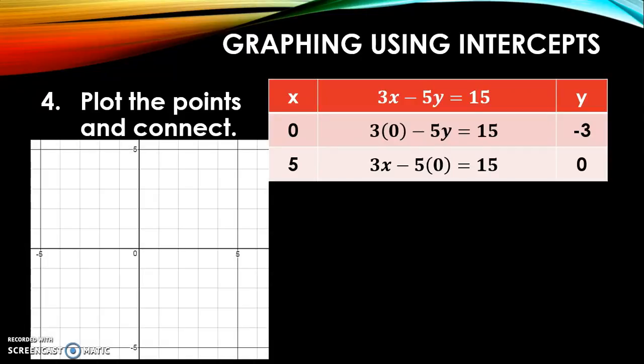So, start with your graph again. In this case, I would recommend counting by ones, up and down, and side to side, and I would go up to 5, since our biggest x value here is 5. Now, I'm going to plot my points. We have 5, 0, and 0, negative 3 as our points, according to our chart. And now we just connect the line, and we are done. That's it. You have learned the lesson.